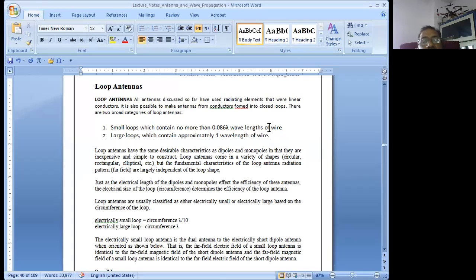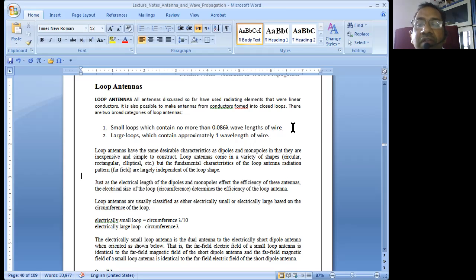Now, let us look into the loop antennas. Basically, loop antennas are normally constructed by using linear conductors. These linear conductors are wound round to form closed loops in order to form loop antennas. They come in two categories: one is the small loop antenna, the other is the large loop antenna. The basic difference is based on the wavelength lambda. If it is less than one lambda, it is going to be a small loop. If it is equal to one, it is going to be a large loop.